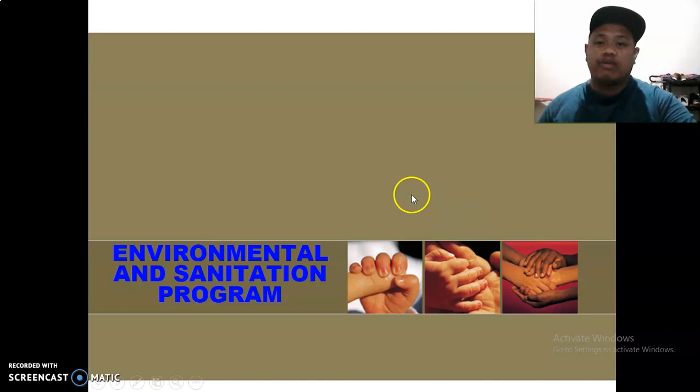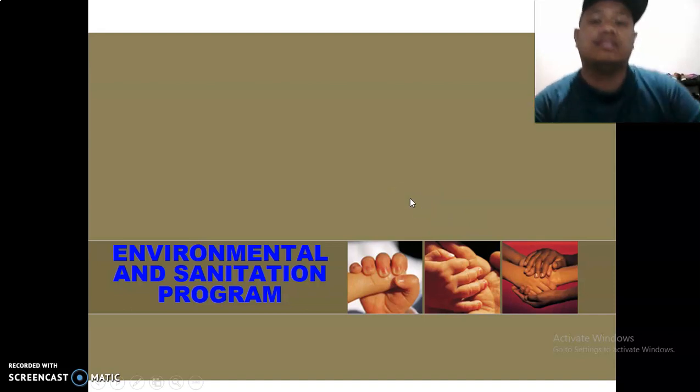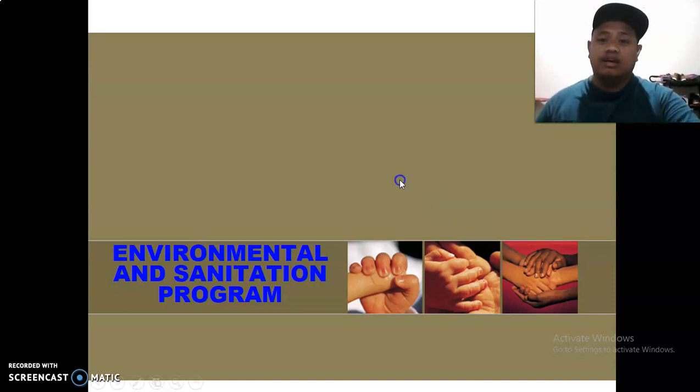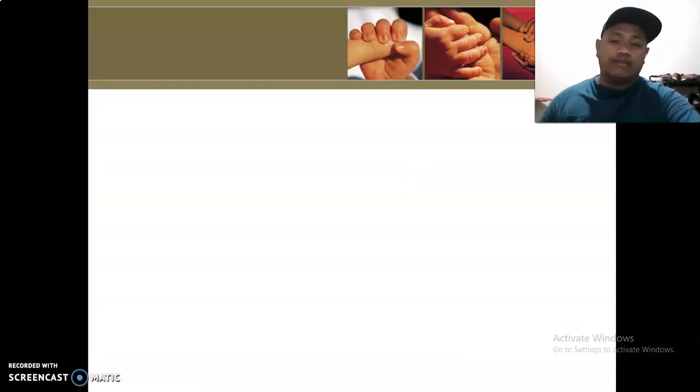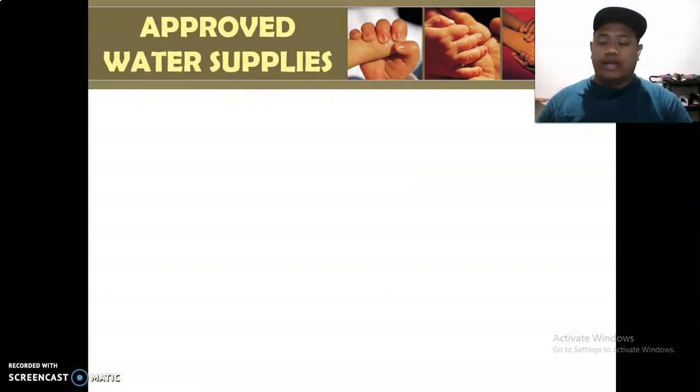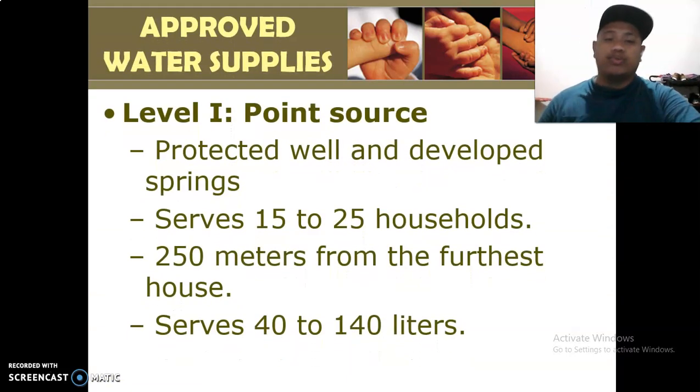Another important topic in your DOH program is the environmental sanitation program. Here we're going to discuss the water facility and the toilet facility. For the water sanitation or water facility, we have three levels po. Under the approved type, we have level 1 or point source, which is example po niyan is protected well and developed springs. It can serve 15 to 25 households, which is 250 meters from the furthest house, and it can serve 40 to 140 liters per day.